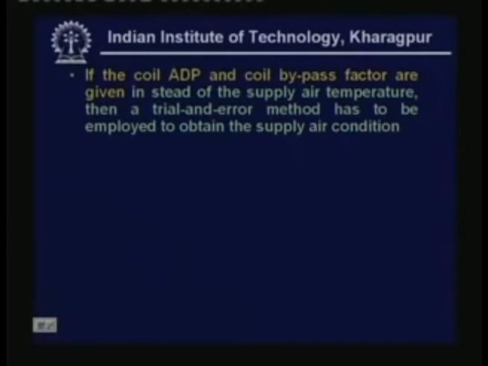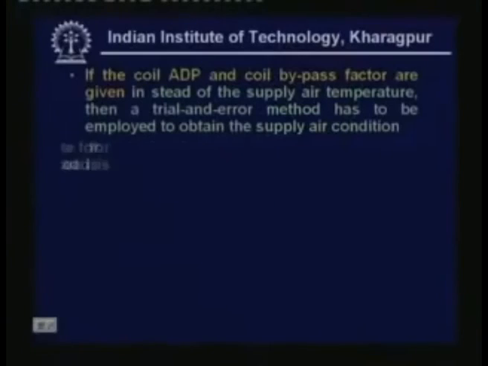So, instead of specifying the supply air temperature, if the coil bypass factor is given, then we have to go for a trial and error method, because all that we can do is find the room ADP and draw the room sensible heat factor line. We do not know the supply air temperature, but the coil ADP and coil bypass factor are specified. So, you can locate the coil ADP on the psychrometric chart, and using the bypass factor and a trial and error method, we can fix the supply condition.